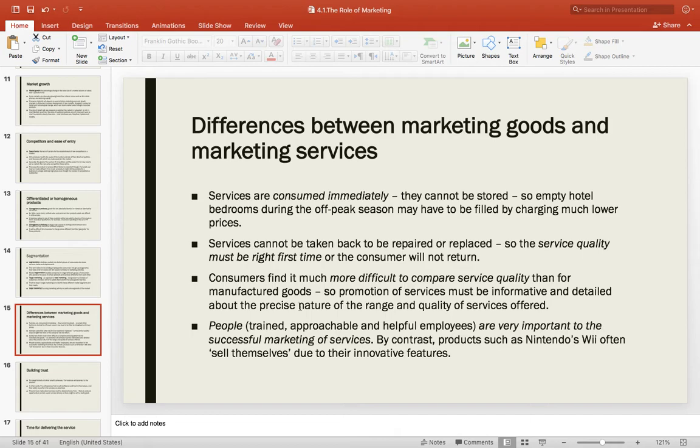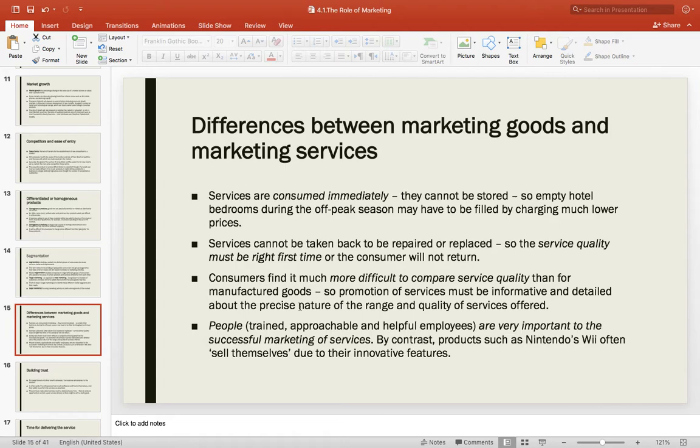Why is that? First of all, services are consumed immediately. Let's say you go to a beauty shop, you want to do your hair, you do your hair and that's it. It's not like buying a phone that you keep with you. It's not like buying, let's say, chocolate and then you take that chocolate with you. Maybe you consume it now, maybe later, but services are consumed immediately.